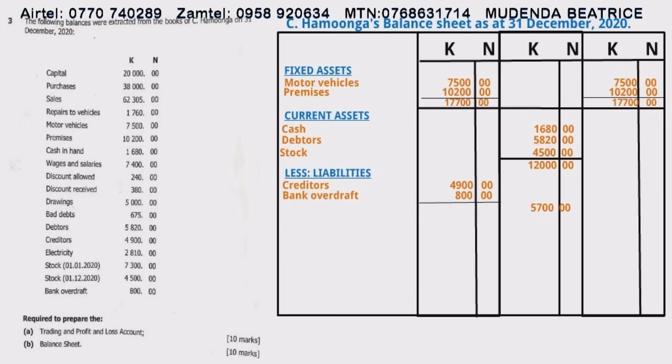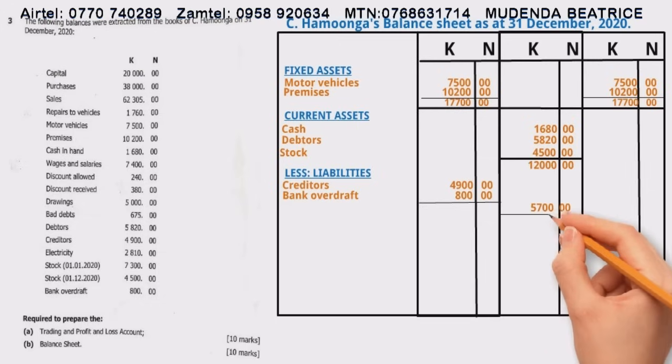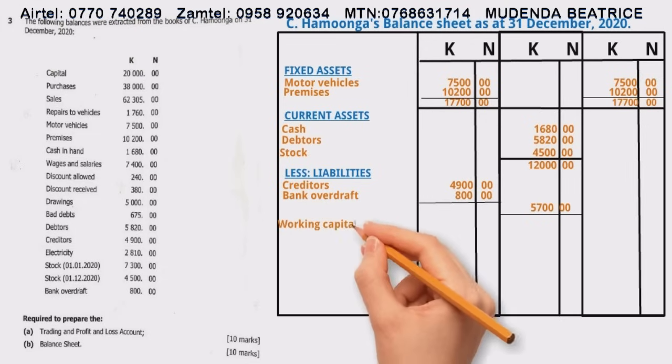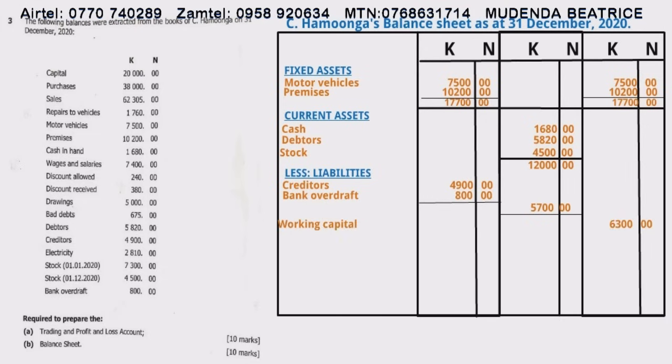Now that we have assets and liabilities, what we will get from this is the working capital. We subtract liabilities from assets. So we say 12,000 minus 5,700 gives us 6,300. 6,300 is the working capital. That is working capital.